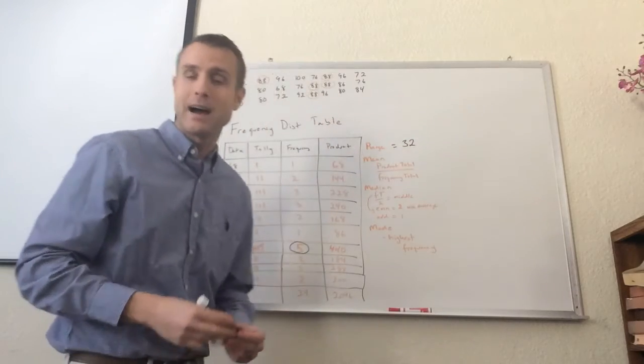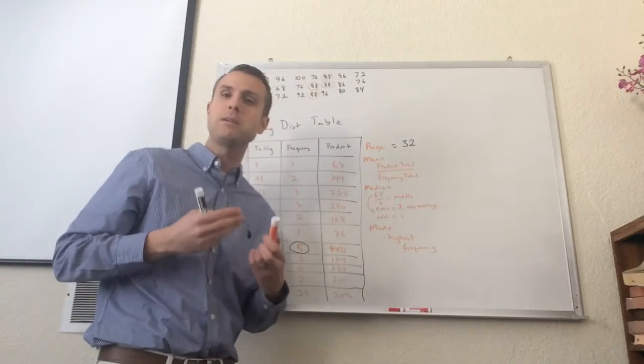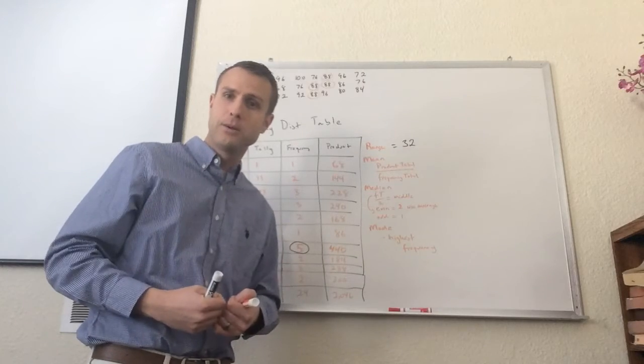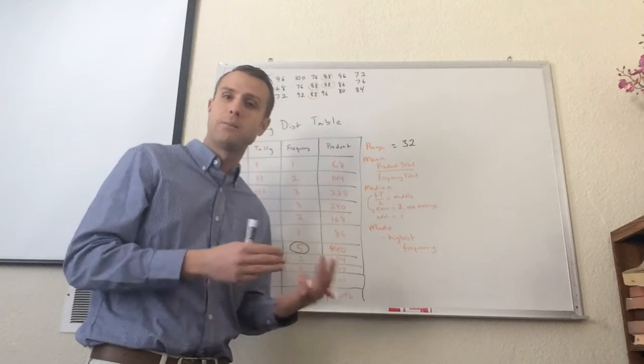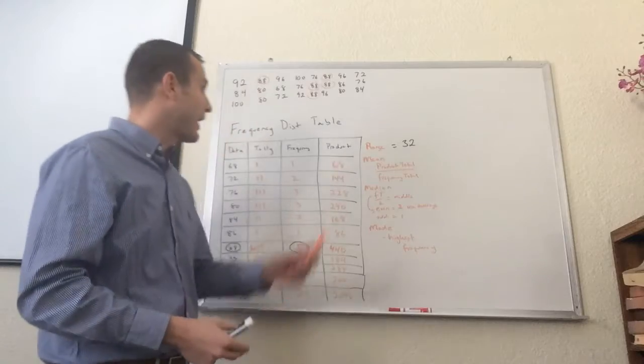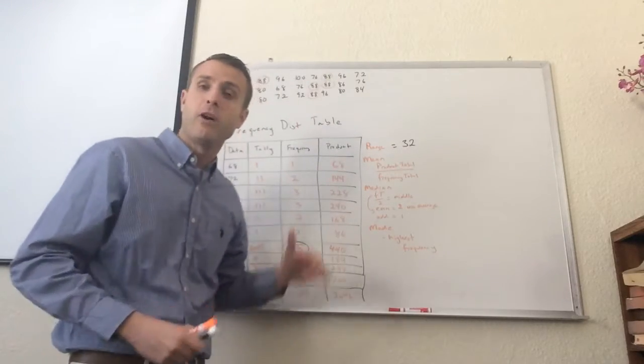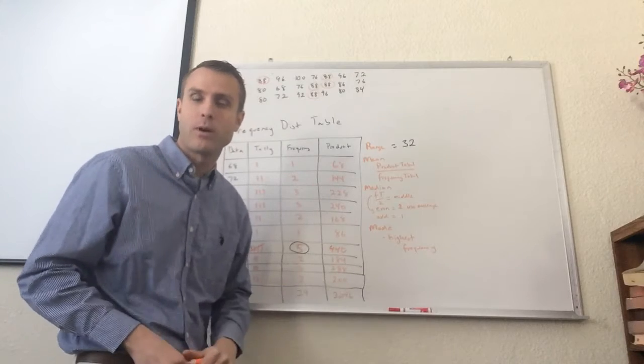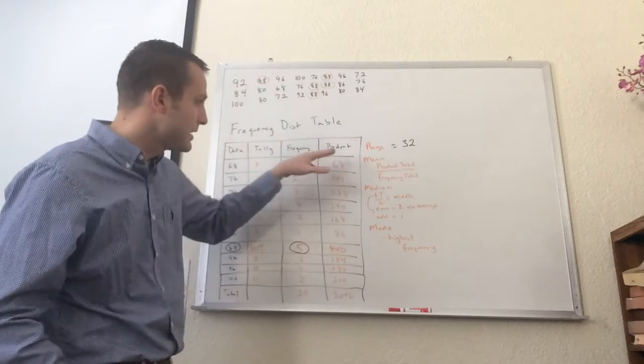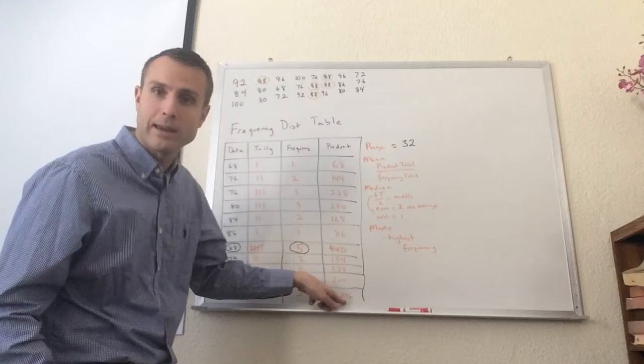Now, for the mean, I'm going to do this a little bit differently. Remember, the mean is all of my numbers added up divided by how many numbers I have. Now, obviously, you could add up all these numbers and divide by how many you have, but you've already done that with your table. All of the numbers added up is this number right here.